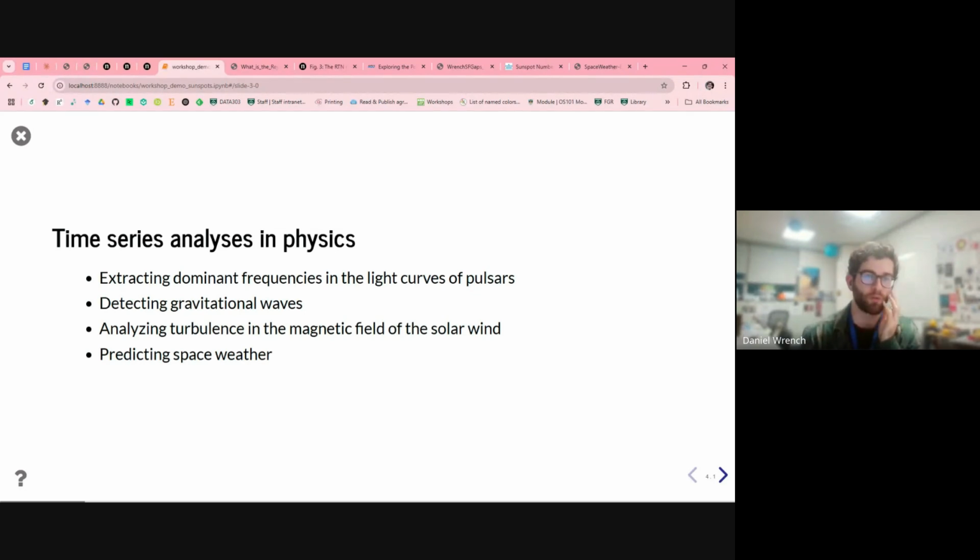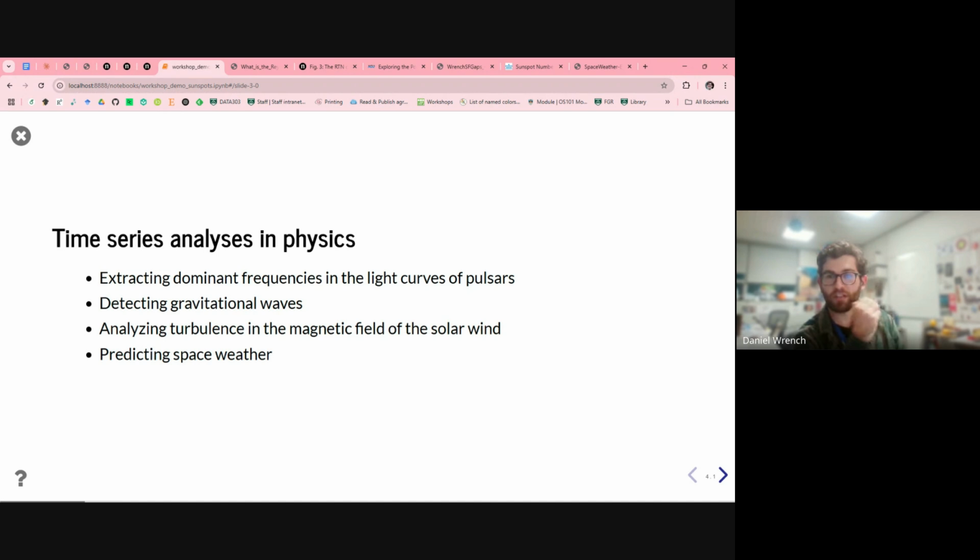So some common examples of analyses in physics that you might be interested in. A big one is extracting dominant frequencies in the light curves of pulsars, which clearly show that periodic trend I just mentioned. Another one is detecting gravitational waves, where extracting signal from the noise is really the huge challenge, given how noisy these detectors are, and being able to match the waveform that you're after to what you actually observe is the key challenge there.